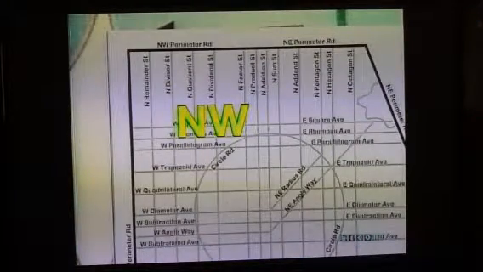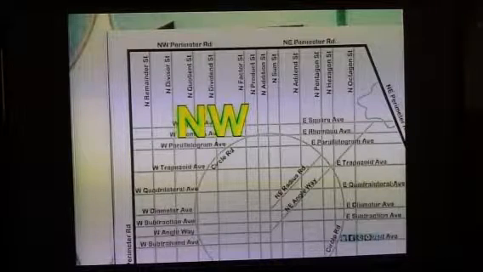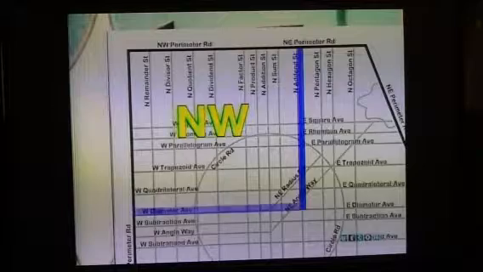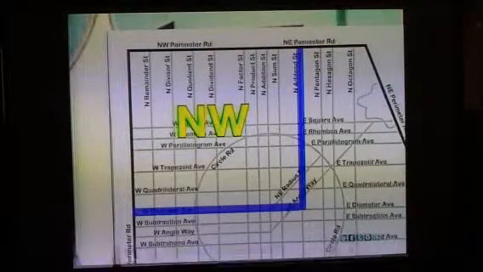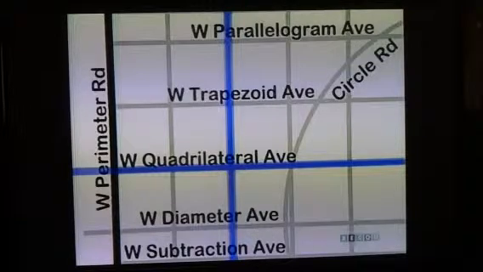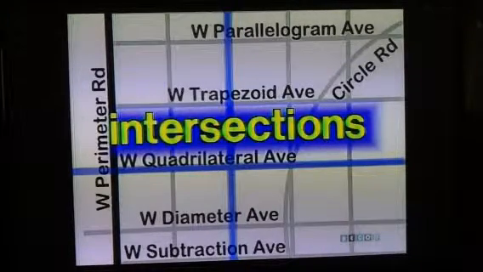Let's take a look at the northwest quadrant. 2 of the boundaries which form this section are North Addition Street and West Diameter Avenue. Notice that many streets cross each other, forming what are called intersections. So remember, when streets or lines cross each other, they create an intersection.